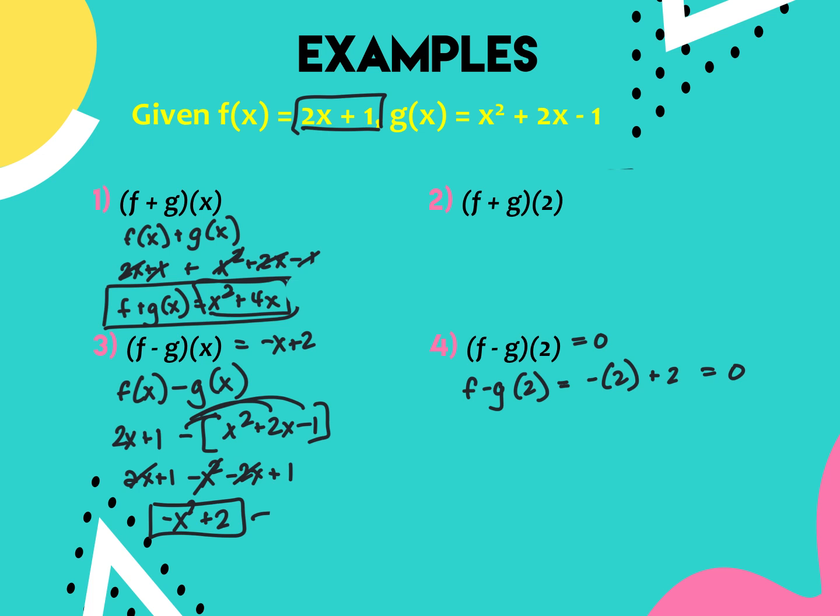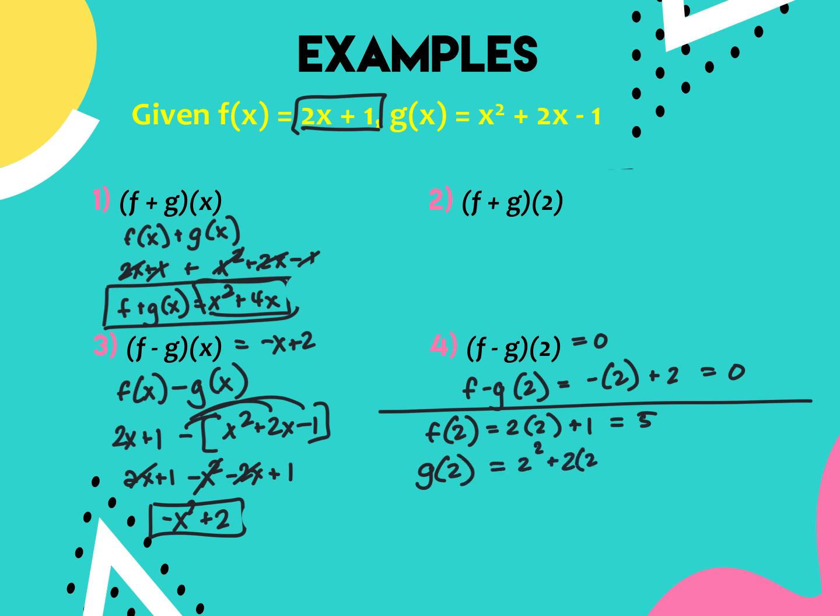Again, I could do it the longer way. I'm going to leave the solution there, but I could do f of 2, and I could even do it like this. f of 2 is 2 times 2 plus 1, which is 5. And then I could do g of 2, which I know is going to be 2 squared plus 2 times 2 minus 1. So that's going to be 7. And then I know that f minus g of 2 is going to be f of 2 minus g of 2, which is negative 2. So I could do it many different ways, but you understand the gist of it, and that's how we solve these composite.